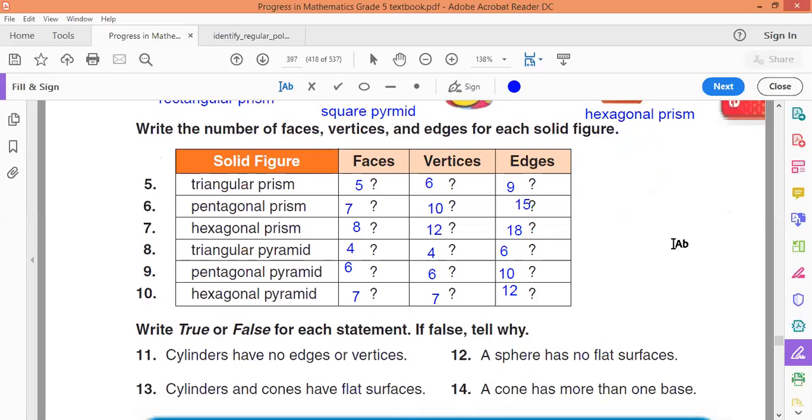Teacher, the vertex is the point where 2 edges meet. No, it's a corner. Oh, it's a corner. Okay.